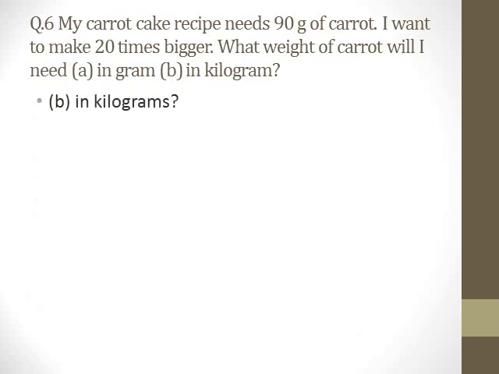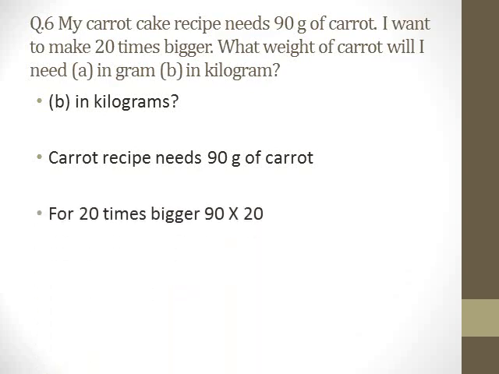So for kilogram, what we will do, we will follow the same thing. The carrot recipe needs 90 gram of potato. Okay, and for 20 times bigger, 90 multiplied by 20: 9 multiplied by 2 is 18, and 1 zero from 90 makes 180, and 1 zero from 20 makes 1800. So it is 1800 gram, and we know that 1 kilogram is equal to 1000 gram.